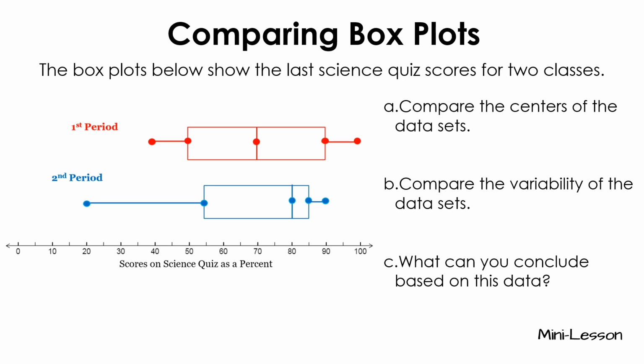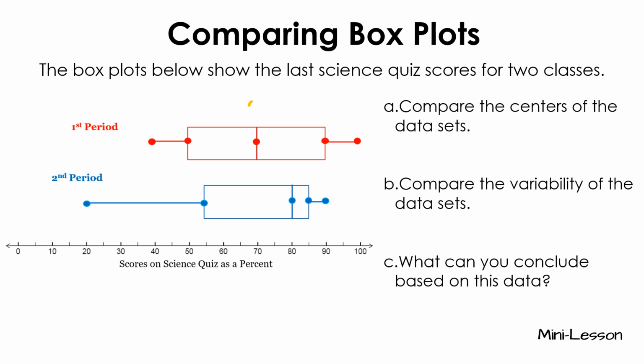The box plots below show the last science quiz scores for two classes, first period and second period. A, compare the centers of the data sets. B, compare the variability of the data sets. And C, what can you conclude based on this data? You will answer C by yourself. This is one of the requirements to complete the lesson. Make sure you utilize and cite the data that you see. Also, utilize complete sentences and your vocabulary. Let's begin.